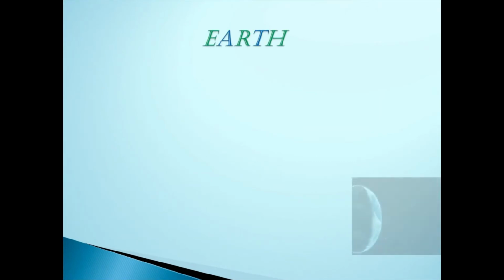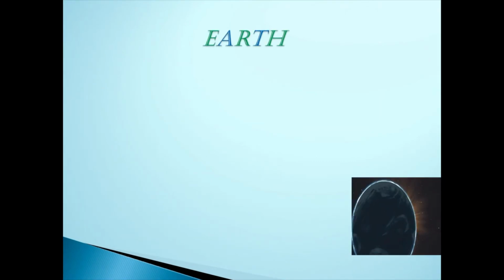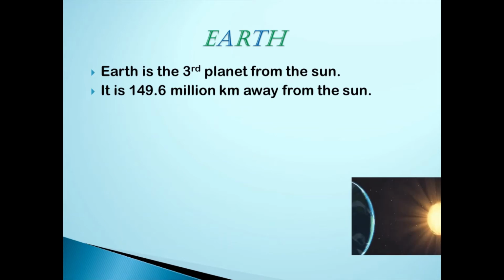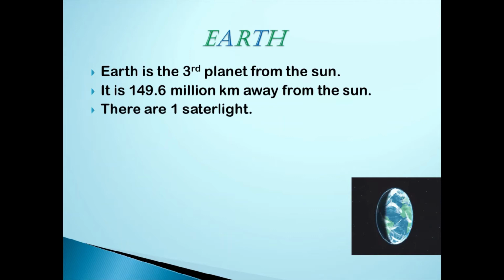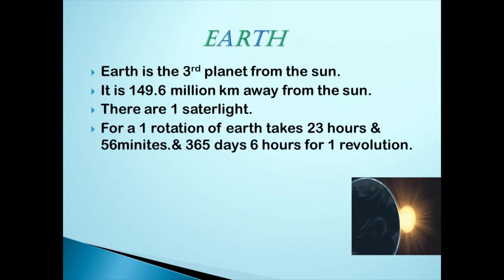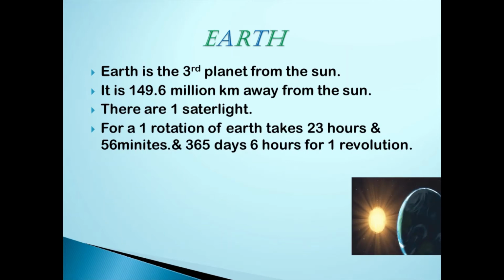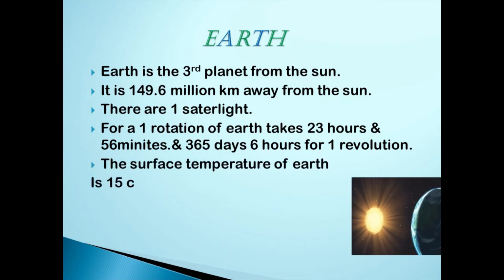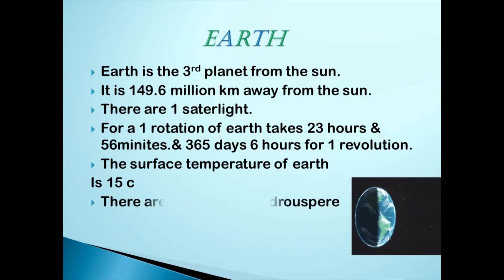Earth. Earth is the third planet from the Sun. It is 149.6 million kilometers away from the Sun. There is only one satellite. One rotation of Earth takes 23 hours and 56 minutes, and one revolution takes 365 days and 6 hours. The surface temperature of Earth is 15 degrees Celsius.